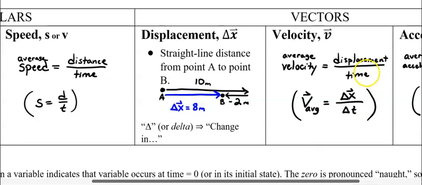Velocity, on the other hand, is going to use displacement instead of distance. So velocity is a vector. We'll put an arrow over that to indicate that it's going to have a direction to it. And that direction is actually defined by the direction of the displacement. So for example, point A to point B is going to be to the right, or positive 8 meters, which means that the velocity is also going to be to the right. And that's going to be whatever the 8 meters divided by time would be.